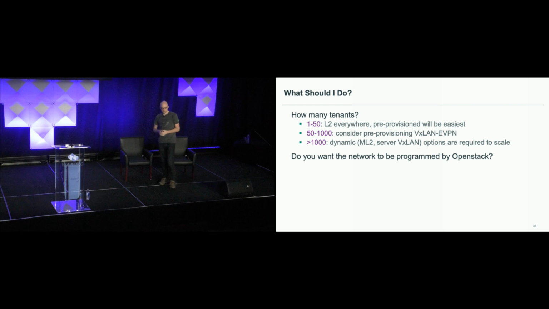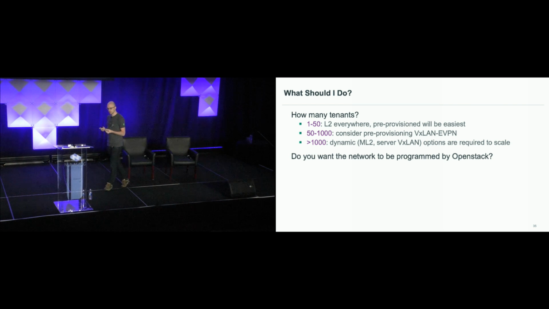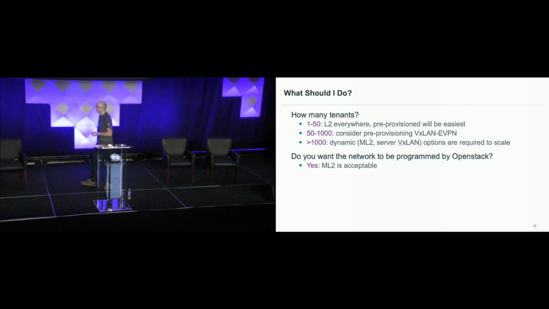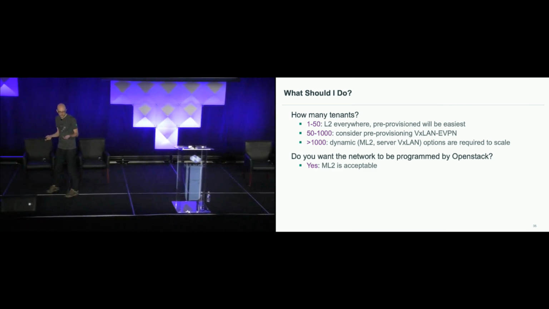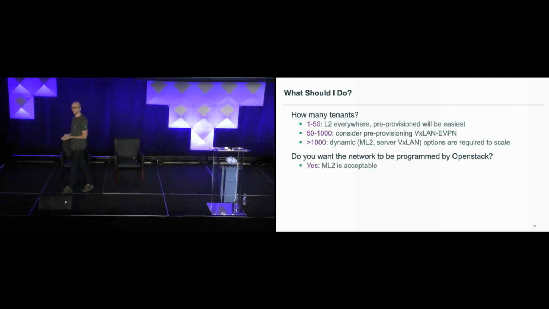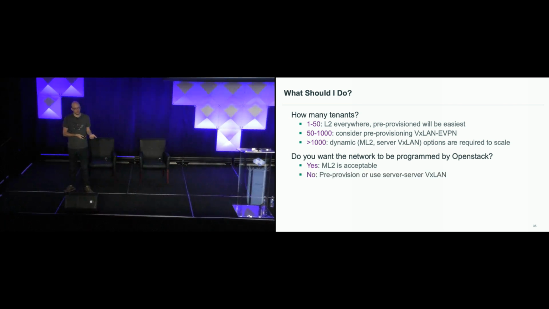The next one is, how uncomfortable am I by having OpenStack talk to my network? So take a survey on a scale of 1 to 10. If you're OK with OpenStack programming your switch, then do something that can require ML2. ML2 solves a bunch of problems. It's a valuable tool in the toolbox. But you have to think about what is the trade-off, and am I OK with that trade-off? And if not, then either you have to pre-provision or look at server-based VXLAN.